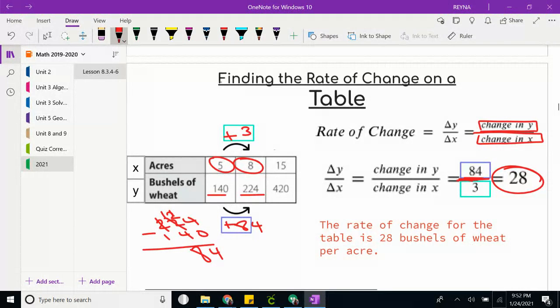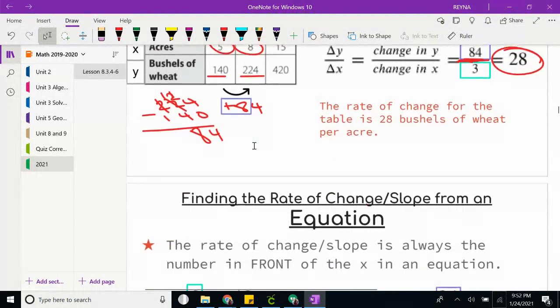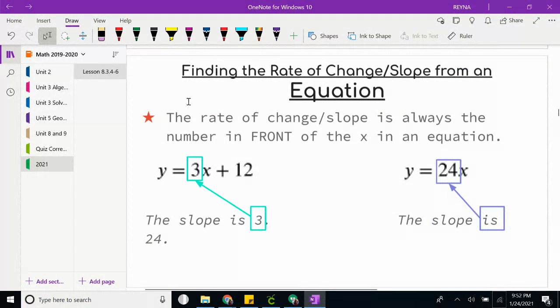The last one we check is an equation. And honestly, I think this is the easiest because you don't have to do much. You're kind of just looking at the equation. So your slope is always the number that is in front of your x, or your variable that's being multiplied. So right here we have our x. So what number is in front of this x?